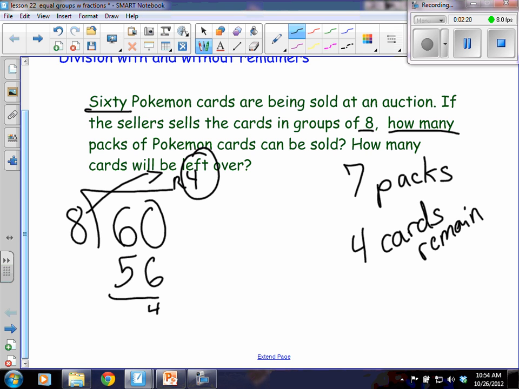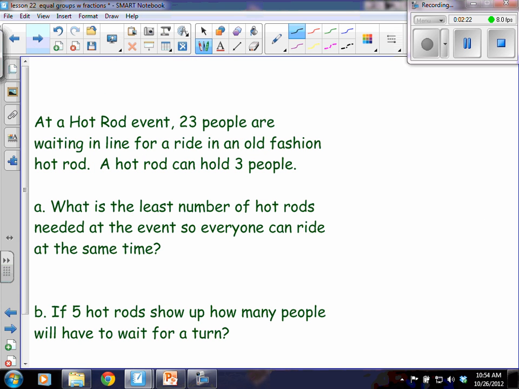All right, let's try another one. This one's going to ask you a number of different questions as we apply this information to division. It says at a hot rod event. That's a fancy car for those who don't know what a hot rod is. 23 people are waiting in line for a ride in an old-fashioned hot rod. A hot rod can hold 3 people. So those are the facts that you are given.